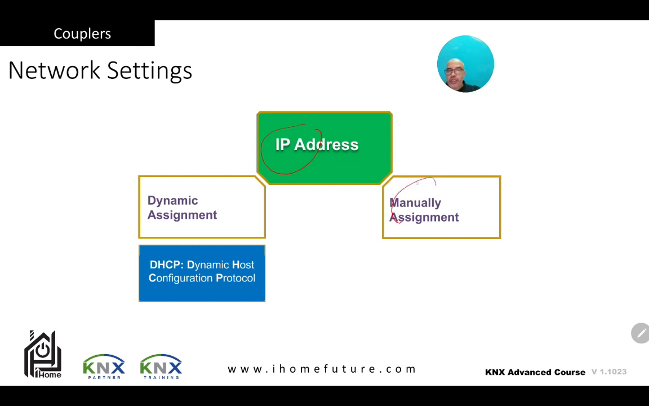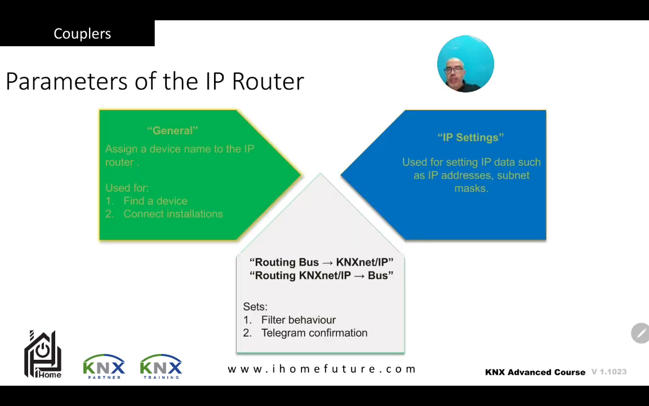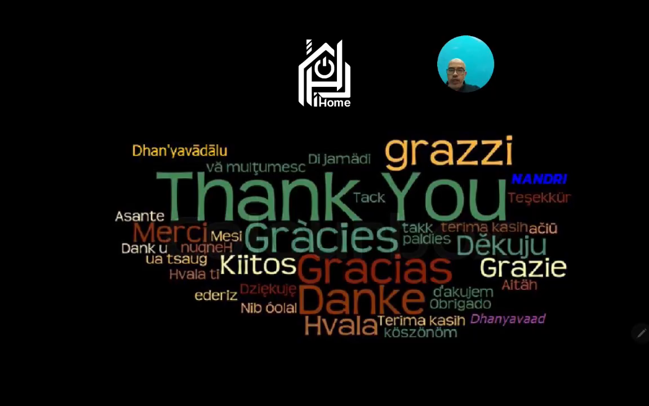In the network settings of the IP router, you'll have an IP address. It can be manually assigned, static, or dynamically assigned. In this case, you have a DHCP server assigning the address to the router. The parameters of the IP router are very simple. You have IP settings, which is the addressing, general settings, and the normal settings. Should I filter behavior or telegram confirmation? Should I filter traffic from the bus to the KNX and vice versa? That is set in the telegram confirmation. We'll see this in our practical part.